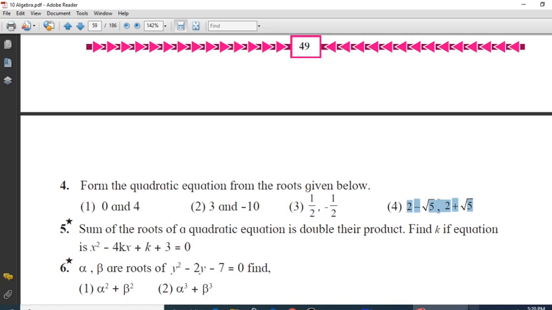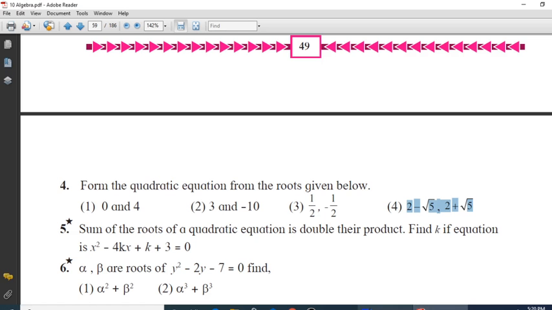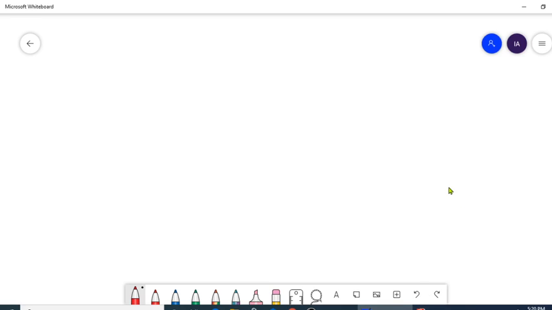Now we will take one more question, this one. 2 minus root 5, 2 plus root 5. These are two roots of the equation. Question number 5, I think this is question number 4. So here we can consider alpha is 2 minus root 5 and beta is 2 plus root 5. These are two roots of the equation.